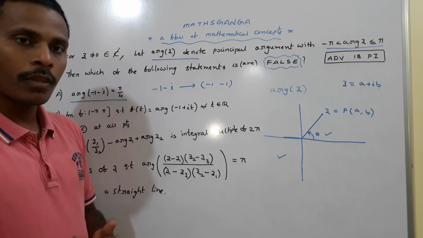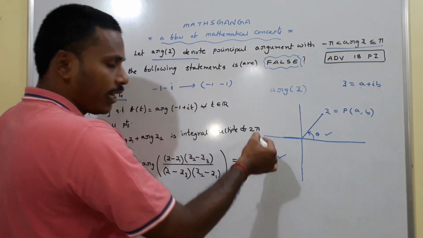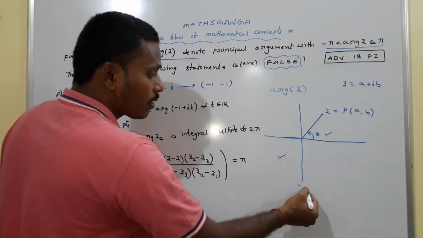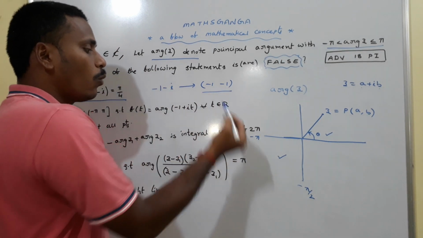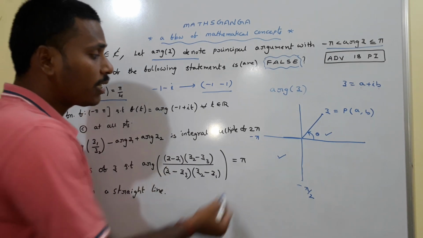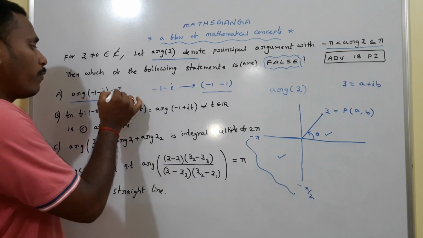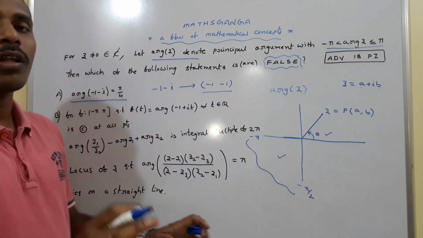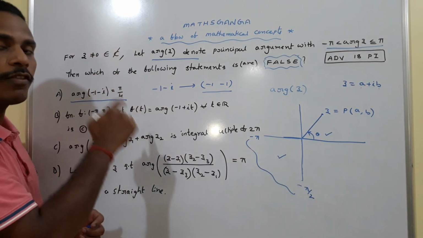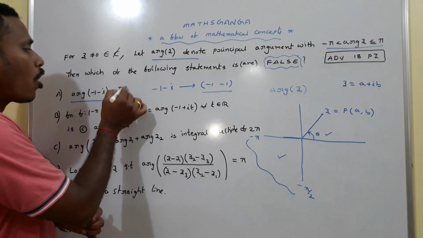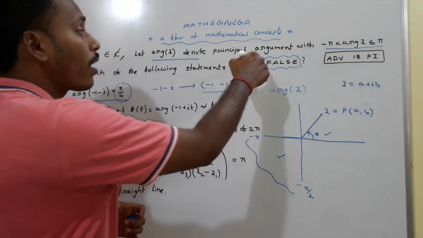In the third quadrant, what is the range of angles? If you move in the clockwise direction, this is minus pi by 2 and this is minus pi. So for a point in the third quadrant, its argument is between minus pi by 2 and minus pi, but it is given as minus pi by 4, or pi by 4, which is clearly a false statement. So the argument must be between minus pi by 2 and minus pi if the point is in the third quadrant, but it is not given in that range. So option A is a false statement and it is our required option.